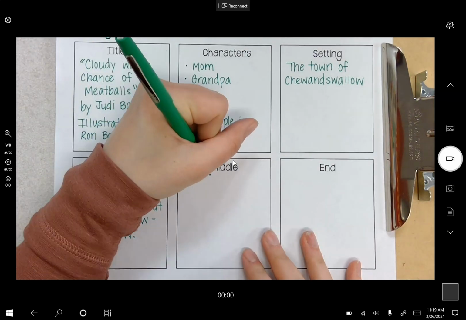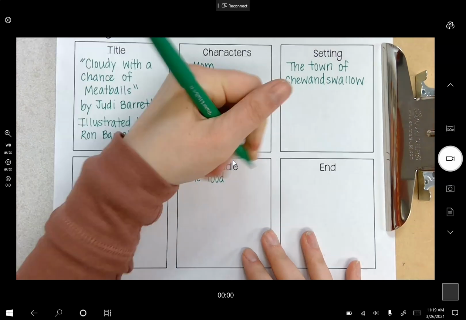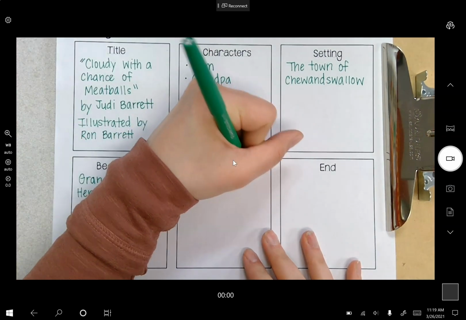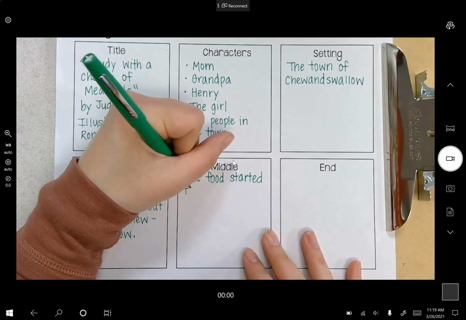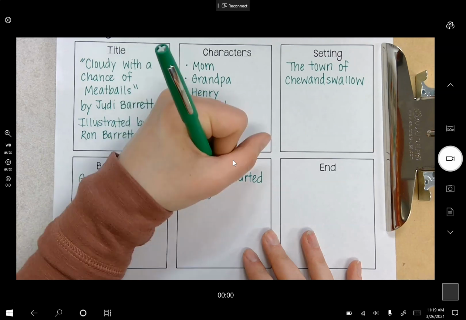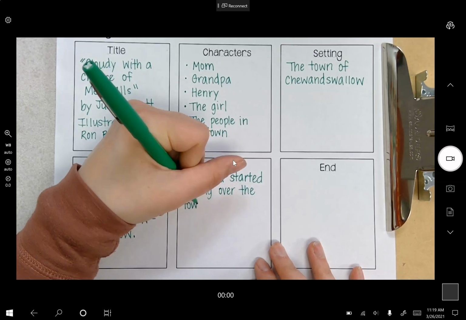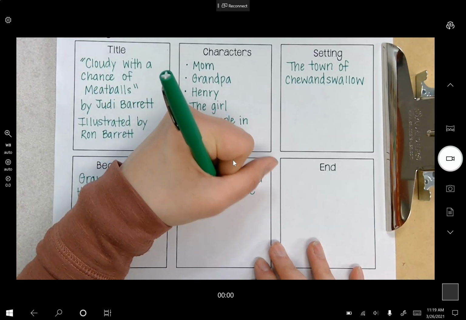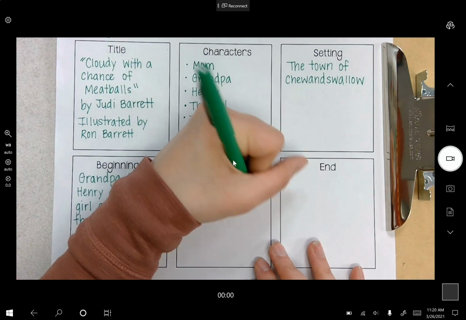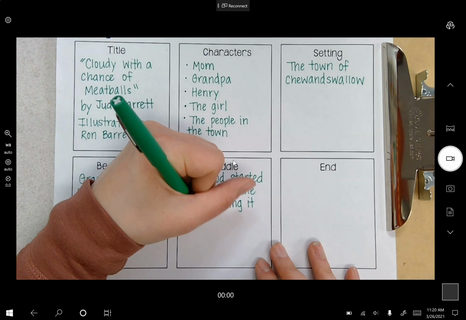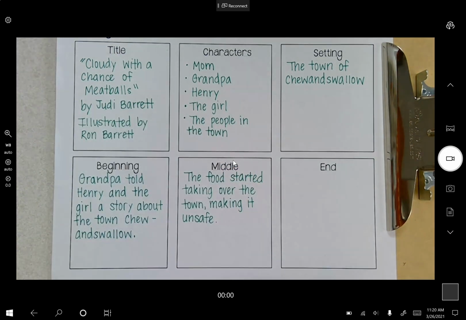The food started taking over the town, making it unsafe. Okay, so that's really what was happening in the middle, as we learned a little bit more about the town, what it looked like, and it started off like things were doing okay. People liked the town, people were getting along and doing okay, and then things started going bad in the middle.